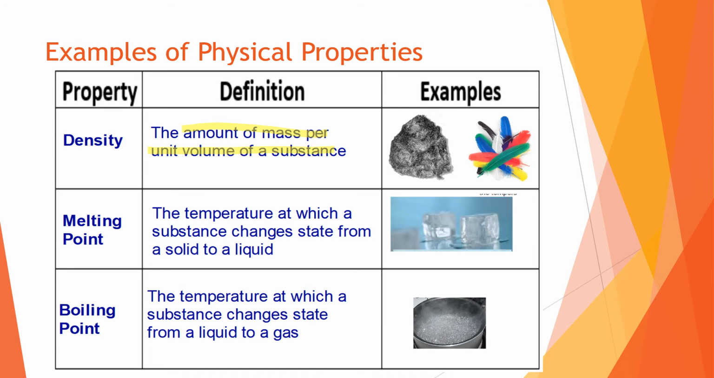Boiling point, the temperature at which a substance changes state from a liquid to a gas. So this would be like if you were to boil water, when that water begins to bubble, you can see the steam or the gas. That's when the water in liquid form is beginning to change to water in gas form. You'll see that as water vapor, steam. So that's liquid to gas.